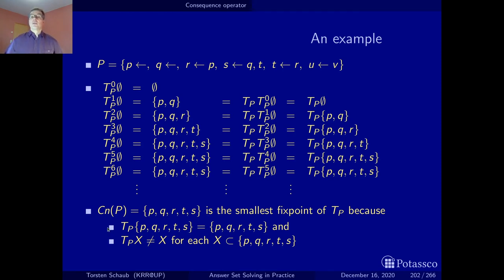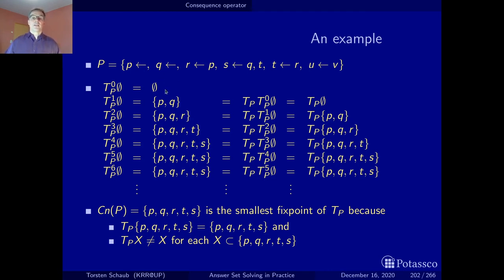To be a fixed point, of course, means that if you apply the TP operator to our candidate, you get the candidate out again, and this is of course the case as witnessed here by the 5th and the 6th iteration. And then to be the smallest one, one actually has to check that each subset of the set PQRTS is not a fixed point. And there are actually quite many. Some of them we've seen already.